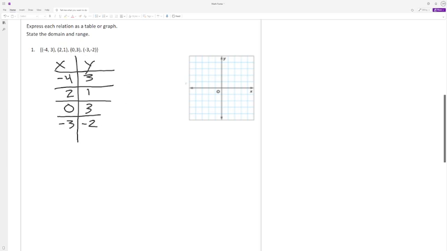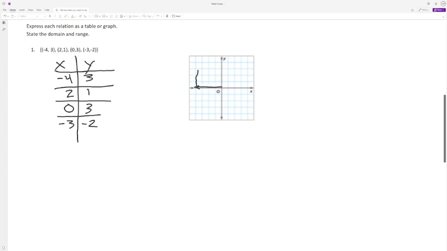Let's write it in the graph. We're going to plot each of these pairs. The first pair, (-4, 3), we can plot on the graph. For -4, we're going to go on the x-axis, this horizontal axis. We're going to go -4, so 4 in the negative direction. So we're going to start at 0, go 1, 2, 3, 4 in the negative direction, and 3 is the y value, so we're going to go 3 in the positive direction.